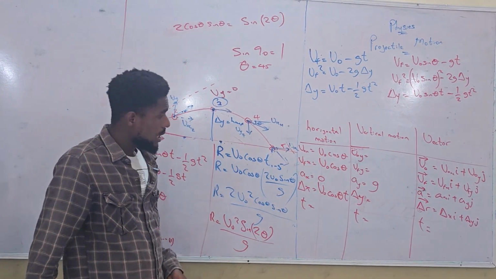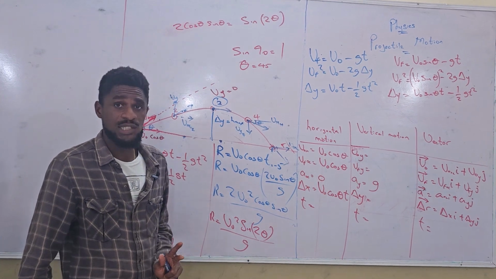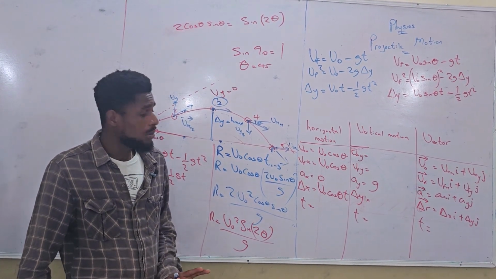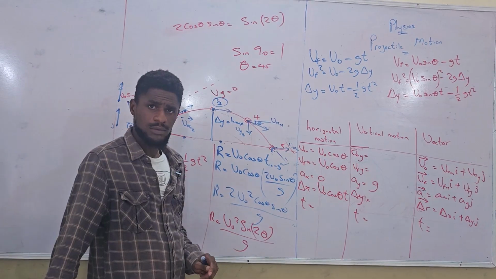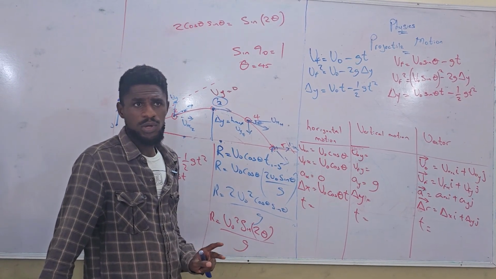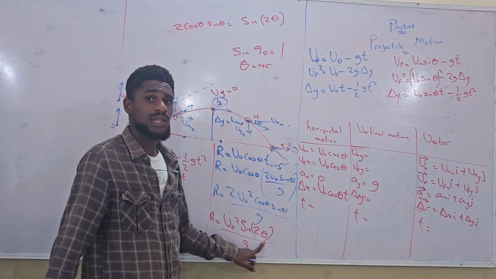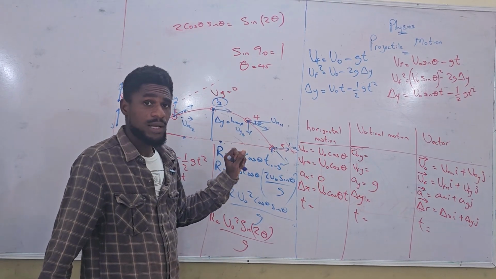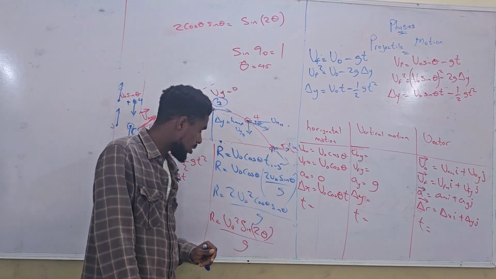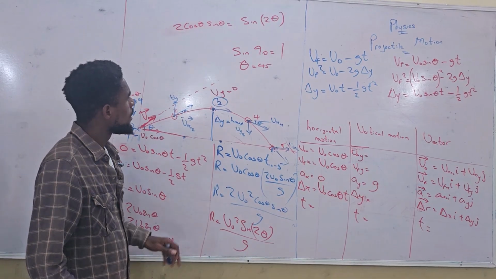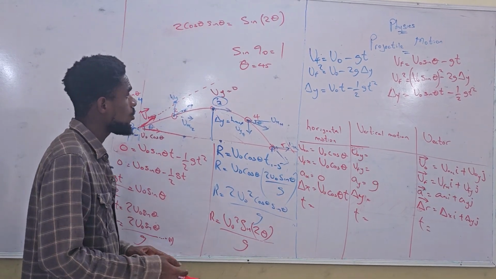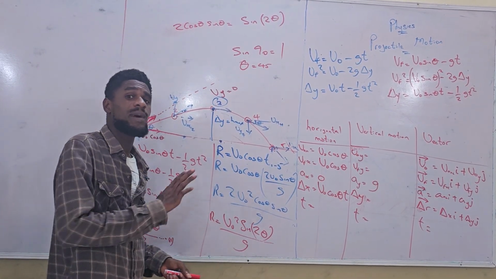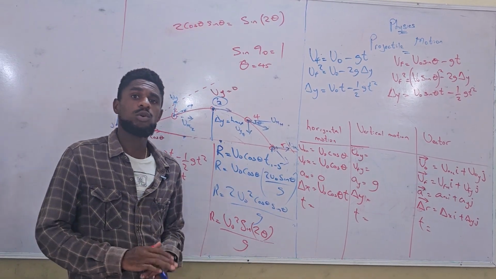Sometimes you might be told that you should find the maximum range, and they won't give you theta. Since they've said maximum range, then definitely you assume theta will be 45 degrees. So that will ease your solving. All right, now this is everything we want to learn about our symmetric projectile motion.